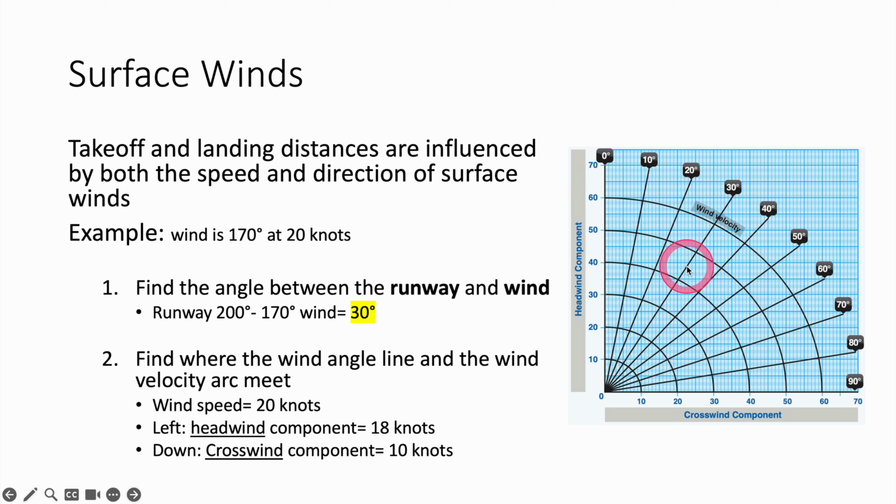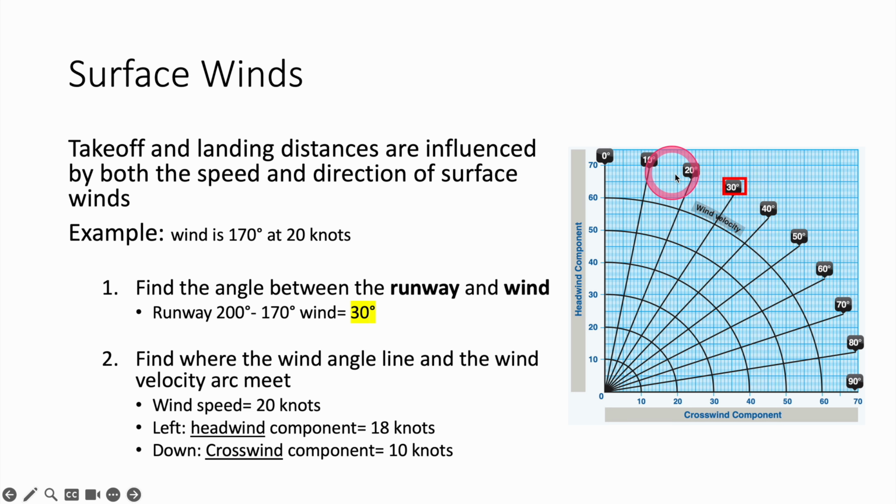Surface winds, or wind component, is a table you will see in the POH. Some knee boards have it printed on it as well, so you can calculate that as you're flying. The way you use this is you calculate the angular difference between the wind direction and your landing runway heading. So if the runway is 200, like it is here, and the wind was reported 170 degrees at 20 knots, find the angular difference, so 30 degrees.